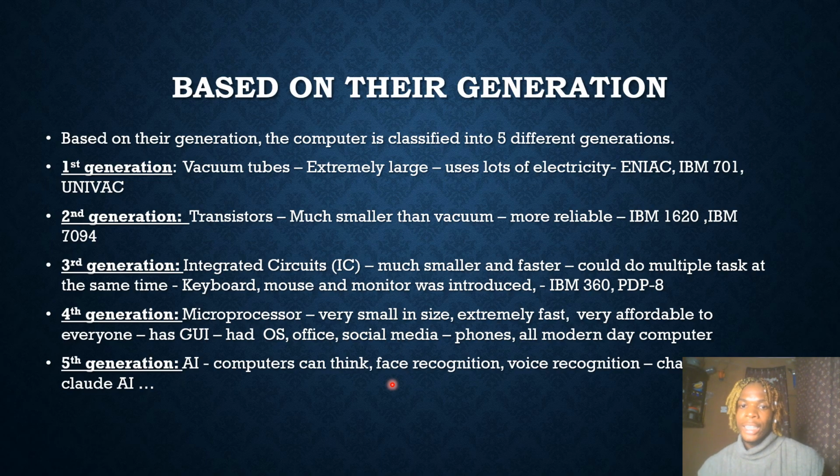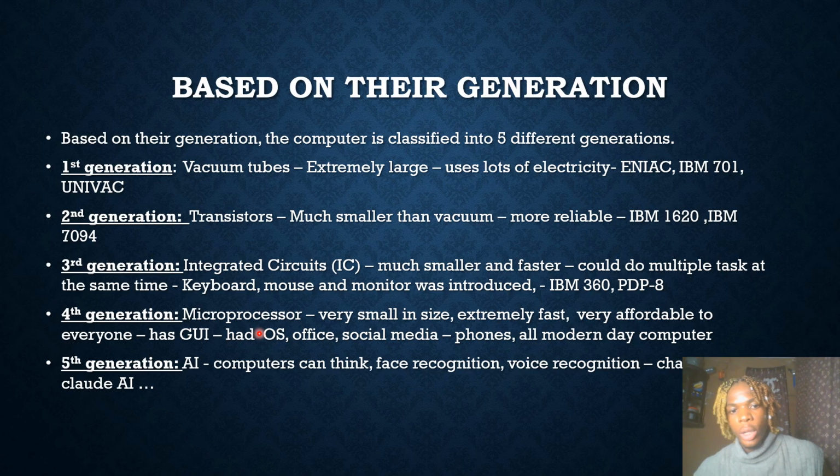I think it's from this third generation that computers started becoming more like the computer the way we are seeing it now. It started becoming very much smaller than the second and the first generation, that's the transistor and the vacuum tube. And from here, it could do multiple tasks at the same time. It's from this third generation that we now start having the keyboard, the mouse, and the monitor. That's when the IBM 360 and the PDP-8 were introduced.